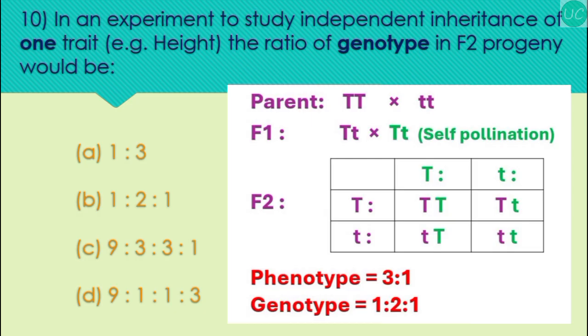Okay, and the phenotypic ratio would be 3:1, and the genotype would be 1:2:1. So the correct option over here is B. The genotype would be 1:2:1, and the phenotype would be 3:1. That is, 3 would be showing the dominant allele and only 1 would be showing the recessive allele.